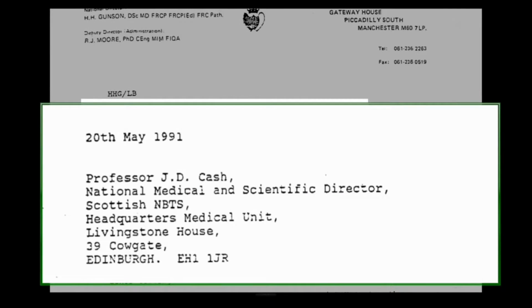We've referred to on a number of occasions the Advisory Committee on the Virological Safety of Blood. And if we look at NHBT 40/192_058, this is a letter from Dr. Gunson to Professor Cash, May 1991.